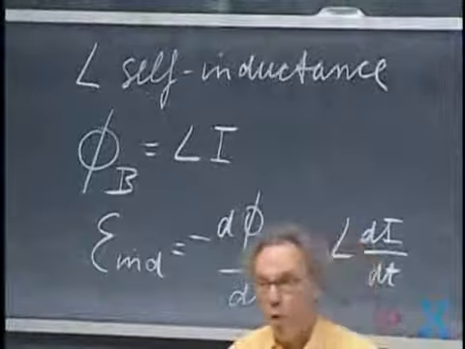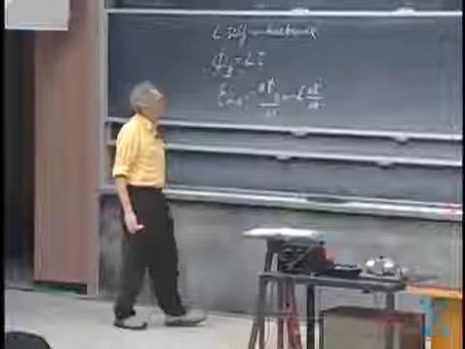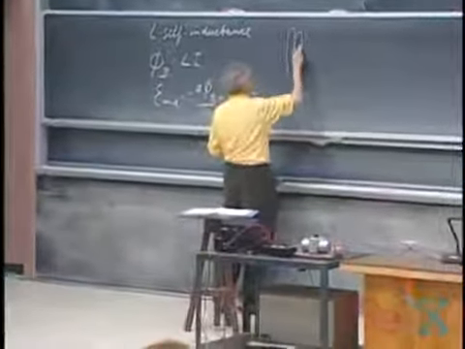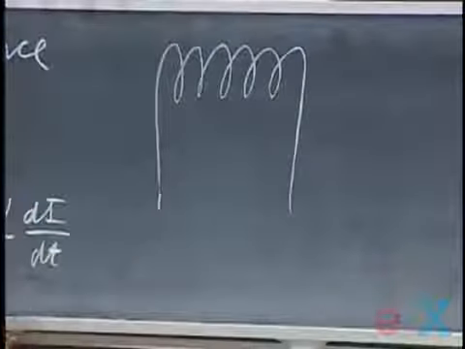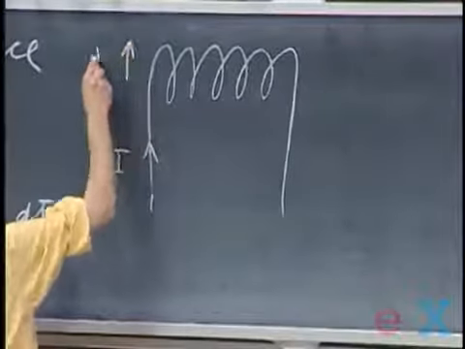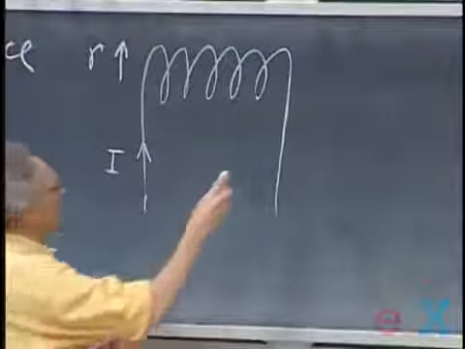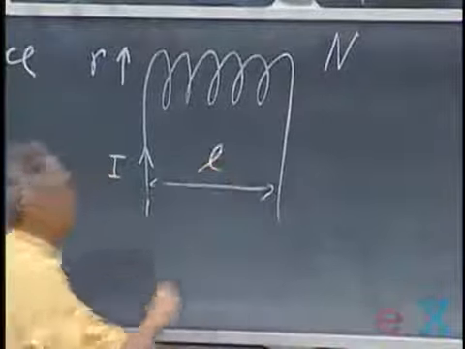L is only a matter of geometry. L is not a function of the current itself. I will calculate for you a very simple case of the self-inductance of a solenoid. Let this be a solenoid, and this is a closed circuit. And we run a current I through the solenoid. And the radius of these windings is little r. Let's say there are N windings, and the length of the solenoid is little l.